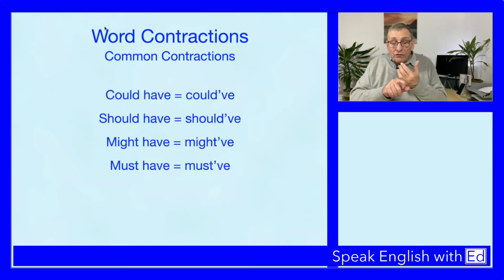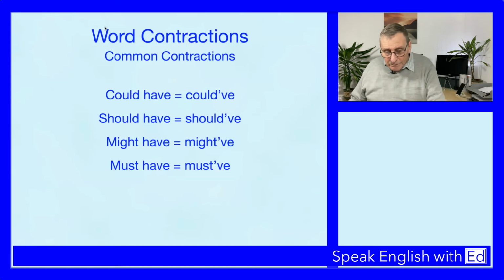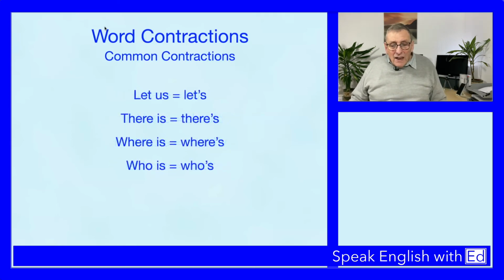So there's could have, should have, might have, must have. There's lots of different ones that you can use. There are lots of contractions, but get used to them. You will get used to hearing them, and you'll start applying them, and it's a lot better and easier for your flow of speech. Let us, let's. These are all common contractions. Let us comes down to let's do this.